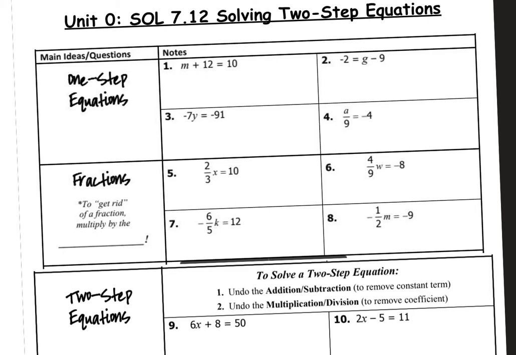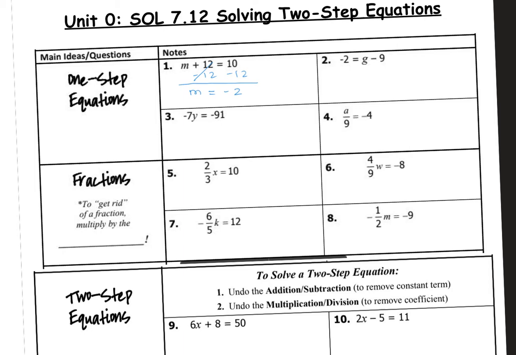All right, so we're going to take a look at the first one, just reviewing a little bit of one-step equations. With one-step equations, you're only using one operation, whether that's addition, subtraction, multiplication, or division. So for number one, we have m plus 12 is equal to 10. So I'm going to go ahead and subtract 12 from both sides, and I get that m is equal to negative 2. That is because my positive 12 and my negative 12 cancel out. I have 10 minus 12, which gives me negative 2.